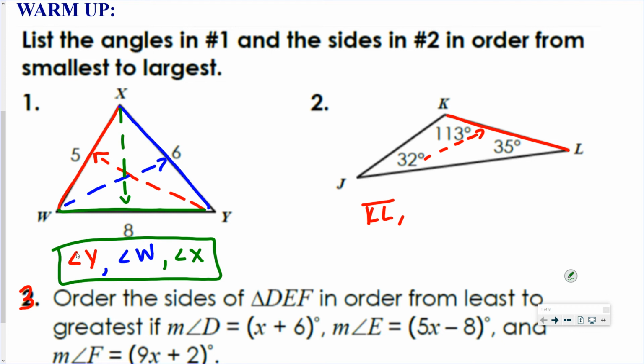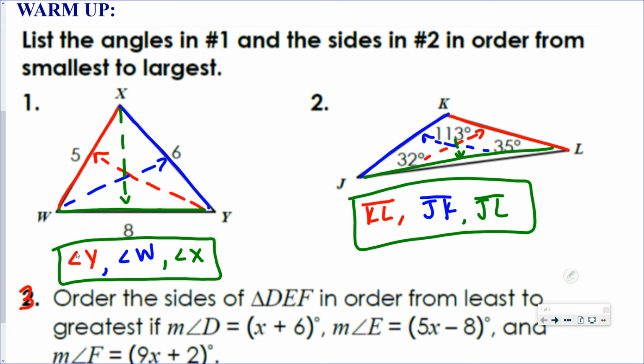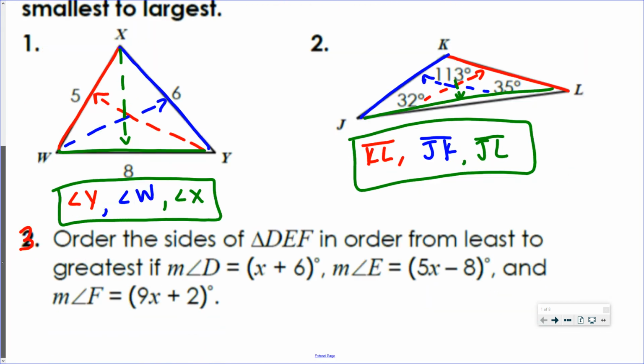What is my next smallest side? JK. JK. That's across from my next smallest angle. Good. And then my largest side across from my largest angle, in this case this obtuse angle, would be JL. Okay. So these are accidentally ordered 1, 2, 2. So just change that to a 3.